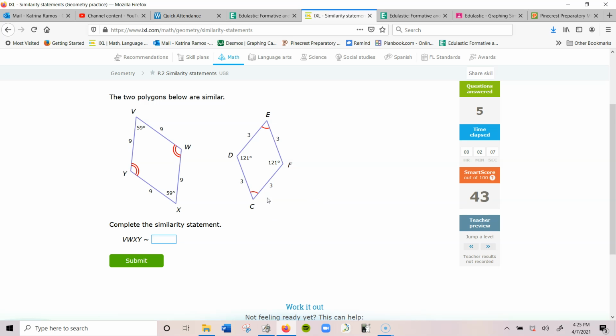Okay, we'll just do a couple more. Here we have VWXY. V is the 59 degrees. That means that E and C are also 59 degrees. Since two shapes, when they're similar, their angles never change. So all of these angles would be the same. So these here would be 121, just like these. And these that are 59 would make these here 59. So if I start with V, I would have to start with either E or C. So here it goes, VWXY. So I'm going to go EFCD.